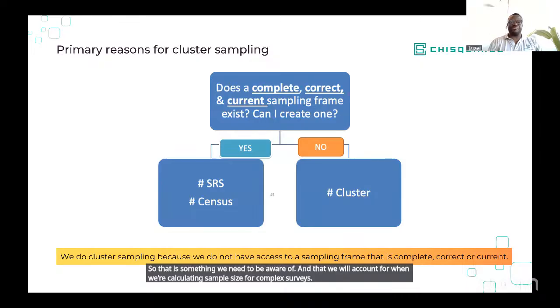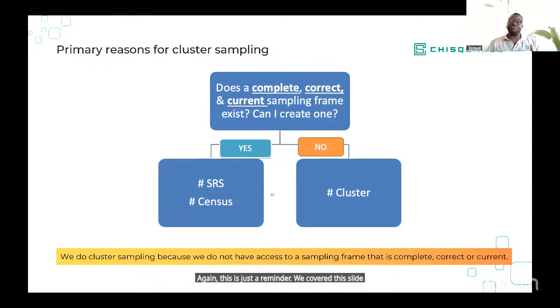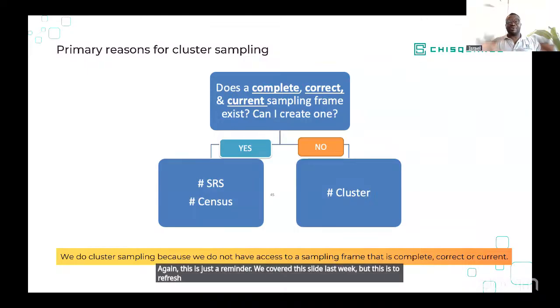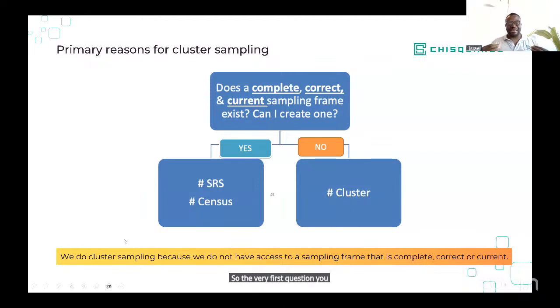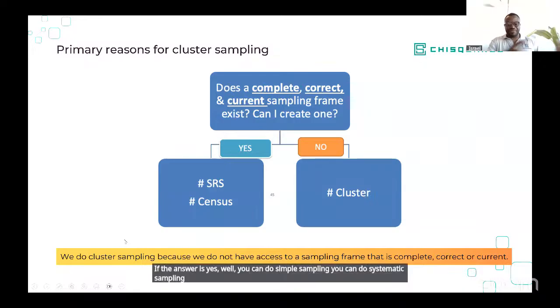Again, this is just a reminder. We covered this slide last week, but this is to refresh our minds and summarize what we've covered so far. So the very first question you want to ask at the beginning of your sampling is, does a complete, correct, and current sampling frame exist? Or can I create one? If the answer is yes, well, you can do simple random sampling, you can do systematic sampling, you can do a census of everybody. If the answer is no, well, you have no choice but to use cluster sampling.